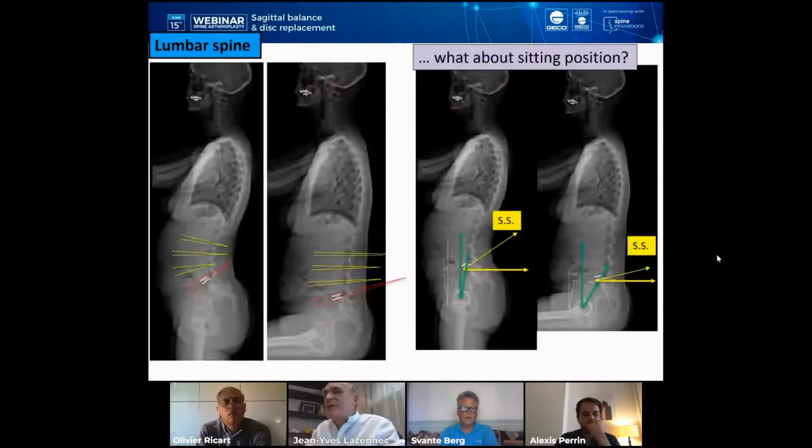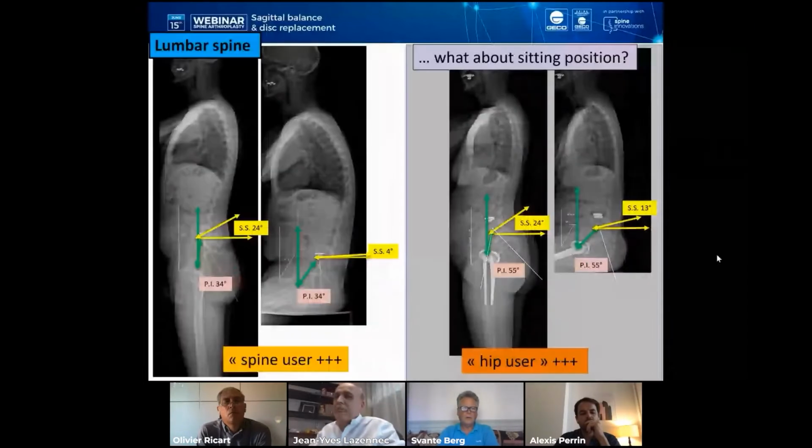So what about the sitting position? We know that the sacral slope decreases when sitting. We also know that the angulation of the disc changes. How to see this very quickly on the images? You see the convergence of the red lines showing the end plates of the prosthesis, and you see that when the prosthesis becomes flat, the convergent point is very posterior. Not in all cases, but this is a case of a standard viscoelastic implant.